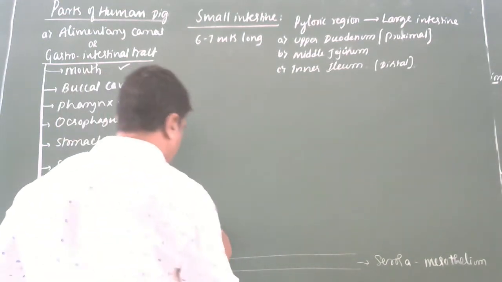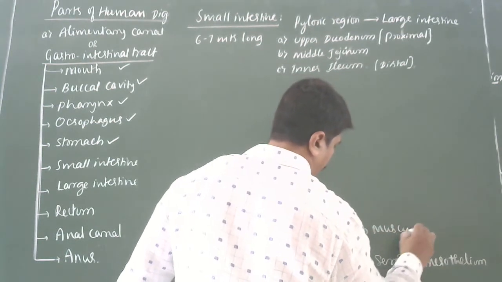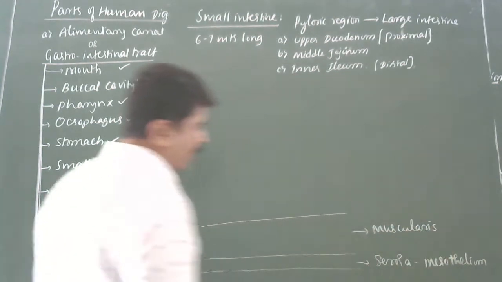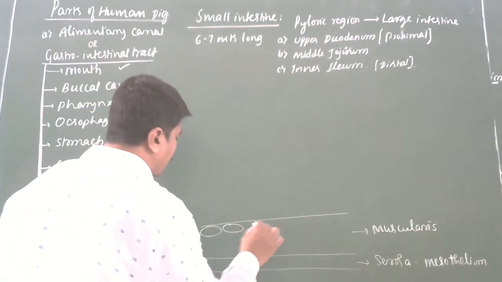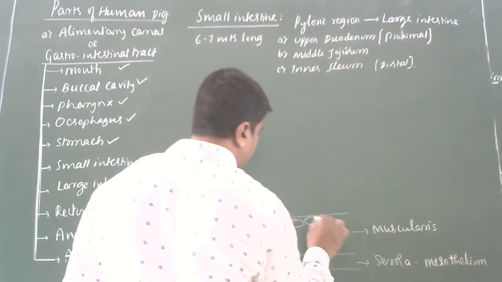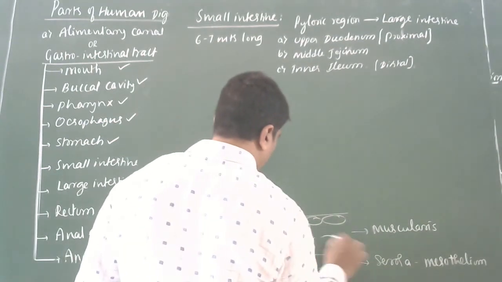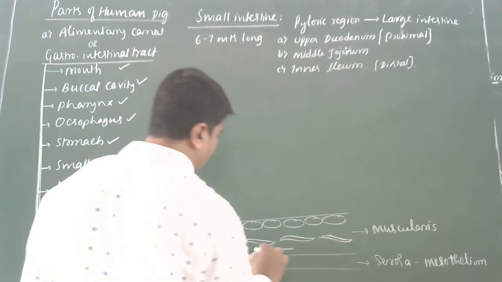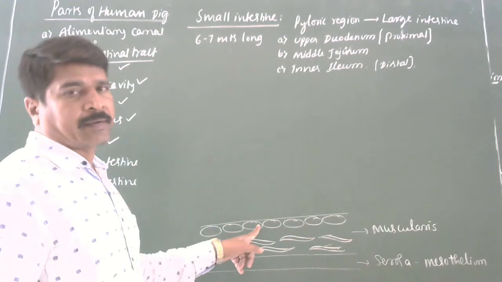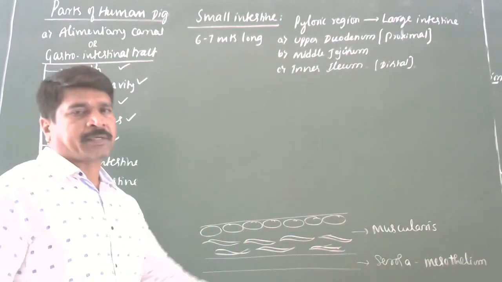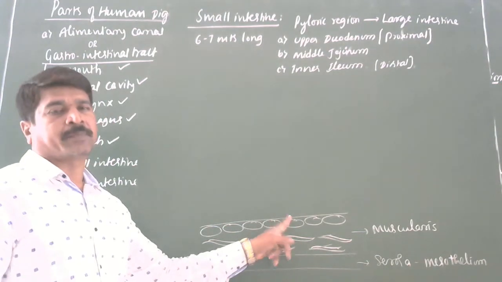Clear? Next. Below the serosa, there is a muscularis. This muscularis consists of outer longitudinal and inner circular muscles. We can say that muscularis consists of two layers of smooth muscle fibers, outer longitudinal muscles and inner circular muscles.